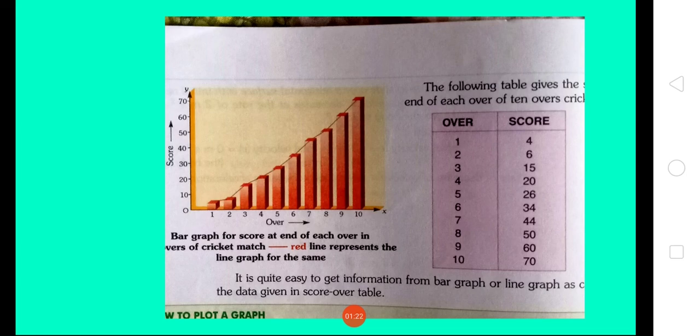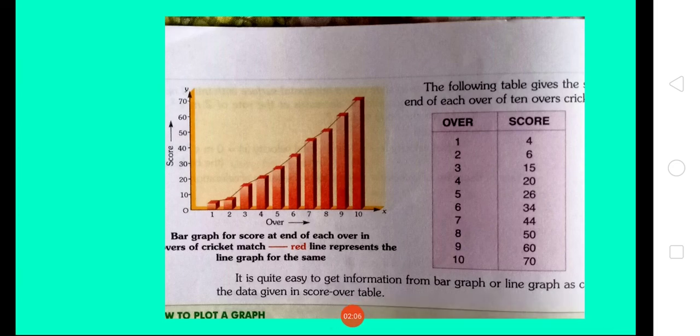Generally, a graph displays the relation between any two quantities. In this example, the quantities are scores and overs in a cricket match. One of these quantities is termed the independent variable and the other is termed the dependent variable. Here the independent variable is overs. As the match progresses, the overs keep on progressing, and during each over the scores may be different. So here overs is the independent variable and score is the dependent variable.